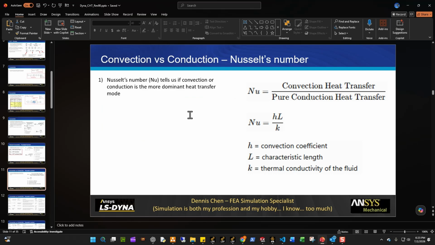The Nusselt number basically tells you if you are looking at a problem that's mostly convection dominated or conduction dominated. hL over k is a very quick way to check the nature of your problem. Based on the heat transfer coefficient, you can tell whether it is going to be a convection dominant problem or a conduction dominant problem, and that allows you to simplify the problem. So when you're doing a CHT analysis, you don't always have to model the fluid side. That's the kind of thing we want to think about when we start to set up a problem.